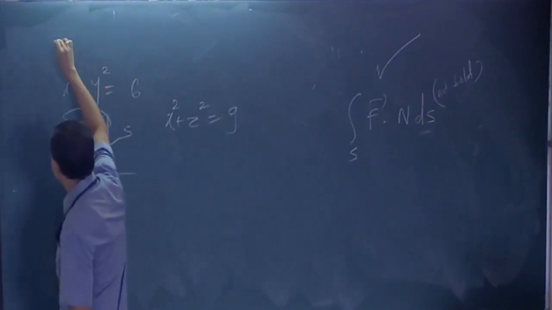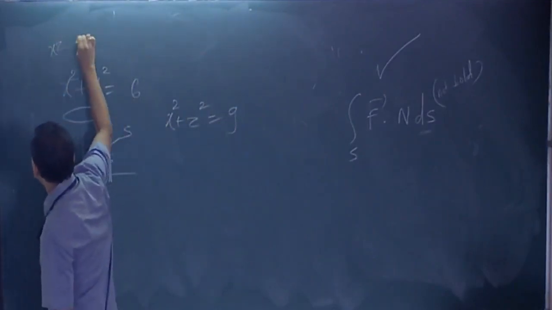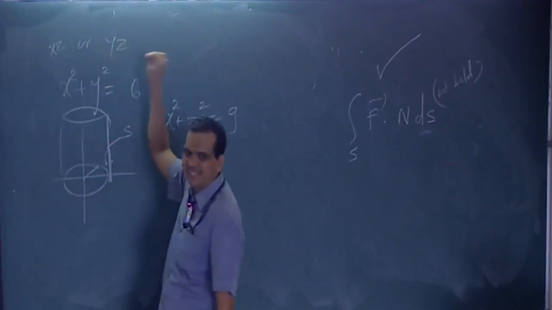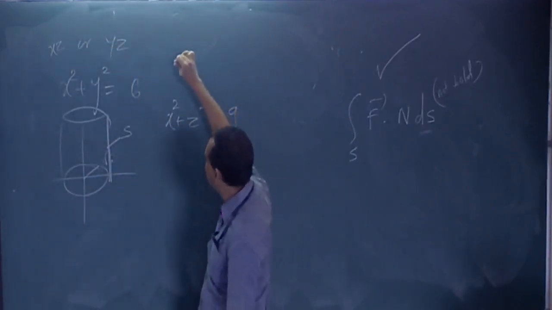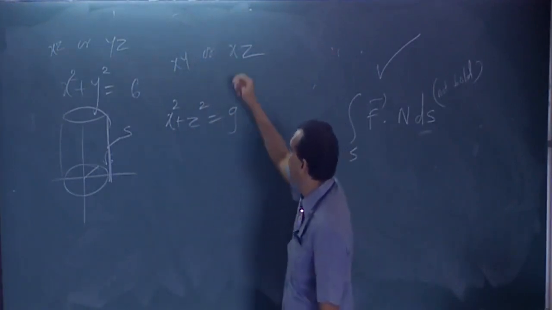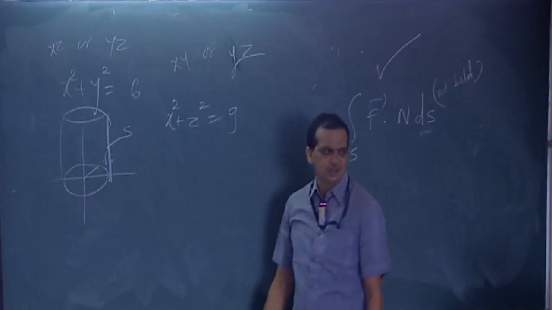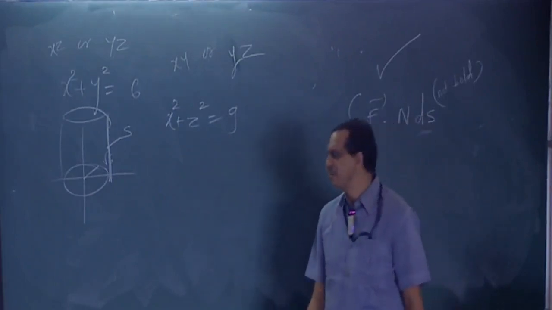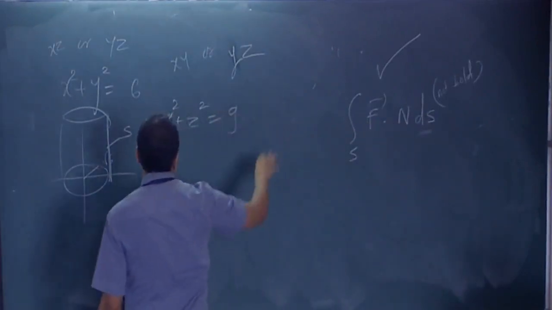So here, what are the planes allowed? xz or yz. Don't take xy. Similarly, what planes are allowed? xy or yz. Sorry, yz. You cannot take the xz plane. Very easy to remember also. Don't take that combination, take the other combination.